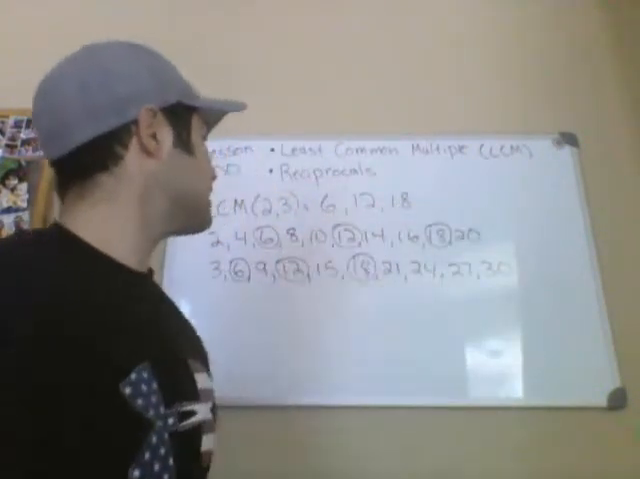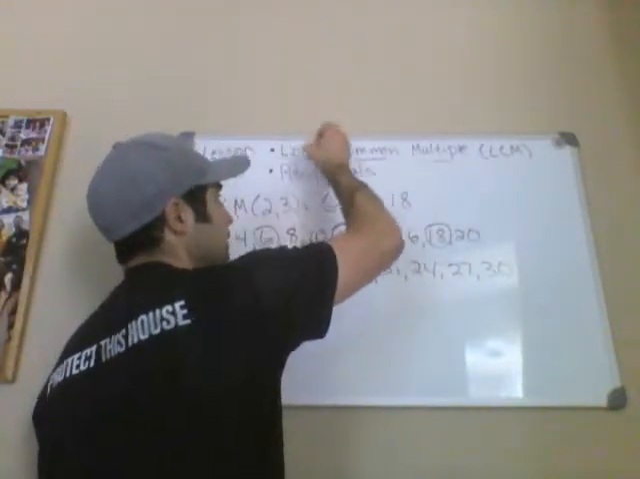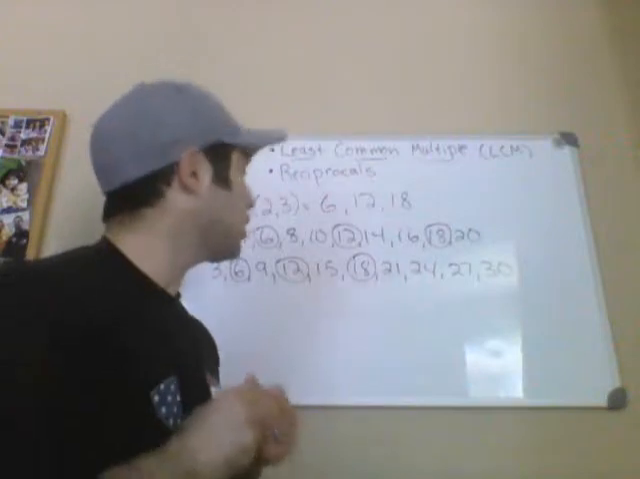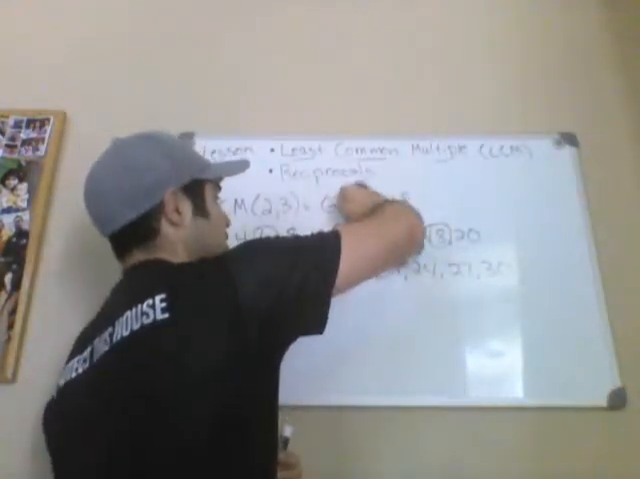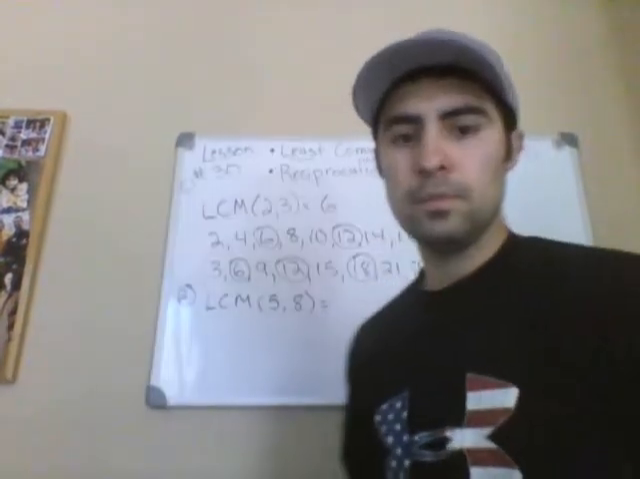Okay, so which one is the least? So you guys understand multiple, you understand common, and the next thing you have to understand is least. That just means smallest. One that's closest to 0. So in this situation, our least common multiple is 6. Any questions with that? Pretty straightforward.